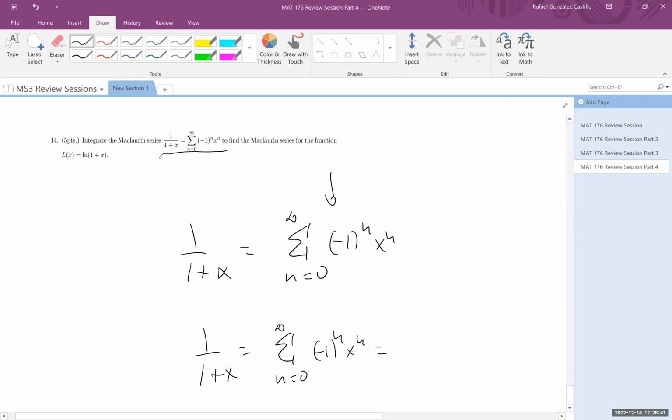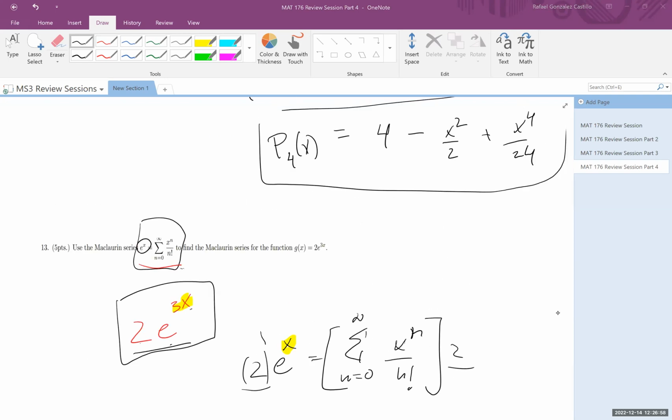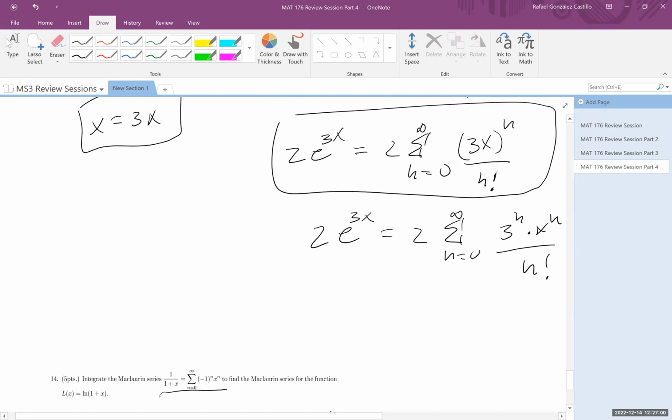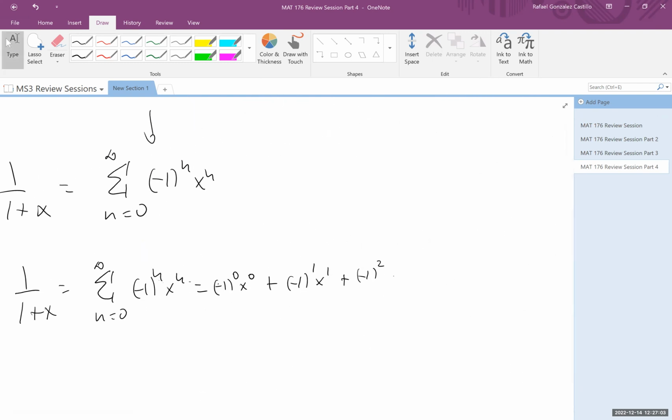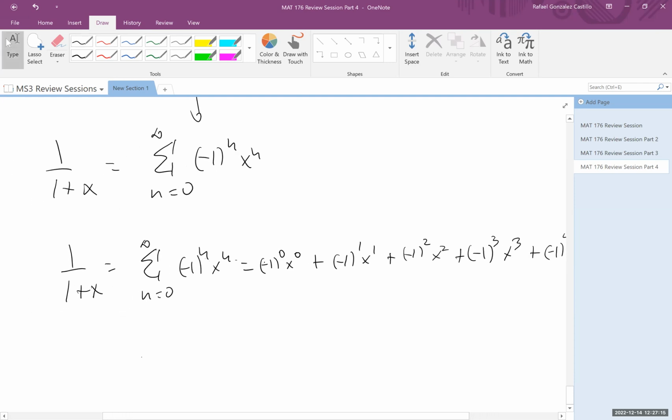If you plug in 0 here for n, you're going to get -1 to the 0 times x to the 0. If you plug in 1, you're going to get -1 to the 1, x to the first. If you plug in 2, you're going to get -1 to the 2, x to the 2. If you plug in 3, you're going to get -1 cubed, x cubed. If you plug in 4, I'm going to stop at 4, I'm going to get -1 to the 4, x to the 4. You could simplify that a little bit.